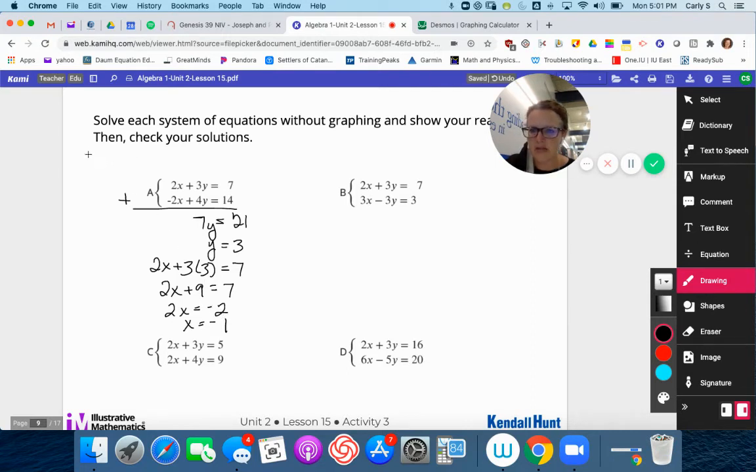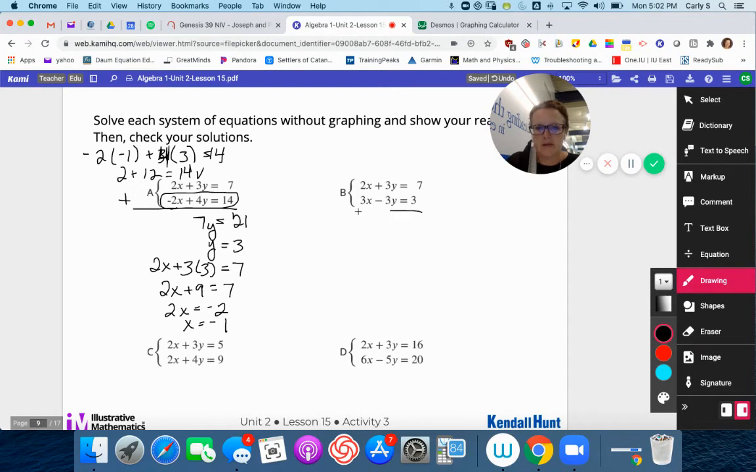Let's go ahead and check. Negative 2 times x plus 3 times y equals, which one did I use? I used the second one, so I need to change something. This is a 4. I used the second equation. So this would be 2 plus 12 equals 14, and that is a true statement.